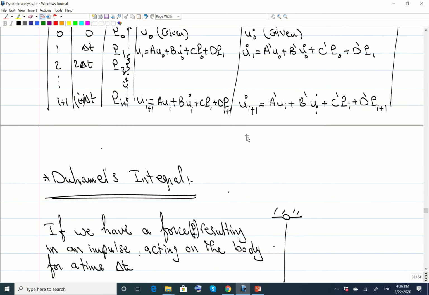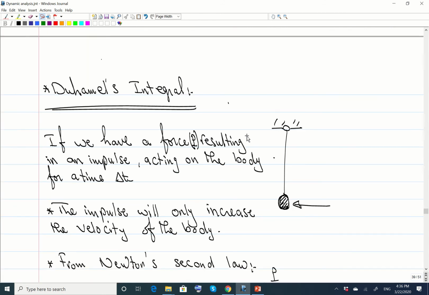Now what about the second method? The second method is called Duhamel's integral. It's an integral formula, but you can actually use it as a numerical method as well. What is the rationale behind Duhamel's integral? Assume we have a structure or a pendulum that looks like this. There is a mass over here, and we have an impulse force applied. Imagine that there is this pendulum, and you have a baseball bat, and you hit that mass.